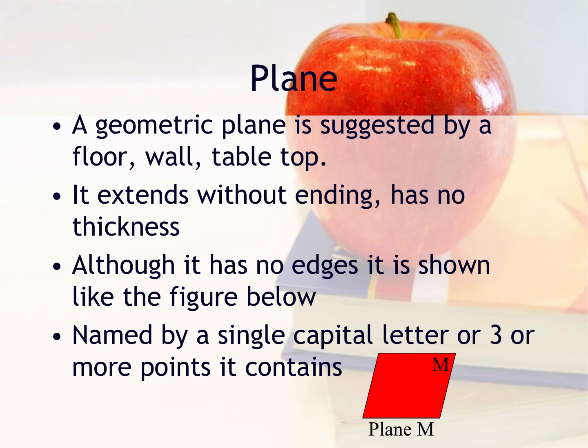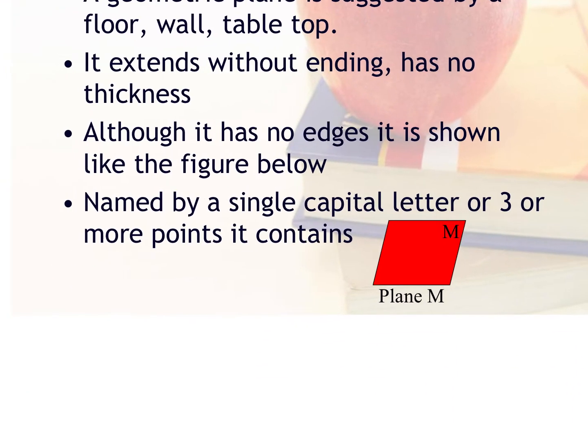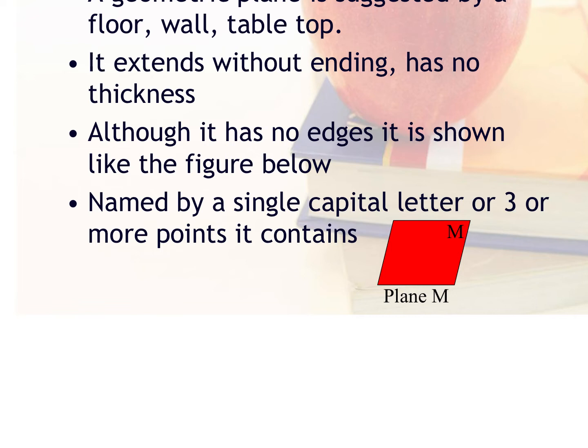Now, a plane has no edges. Remember, it's going to keep on going, even though the figure below has edges, because I can't show something that goes on forever on a piece of paper. You can name a plane by a single capital letter or 3 or more points that are in the plane. Now, in this red plane here, I don't have any points yet, but I'm going to add 3 of them. So I can either name this plane M, and you can only name it with a capital letter that doesn't have a point next to it.